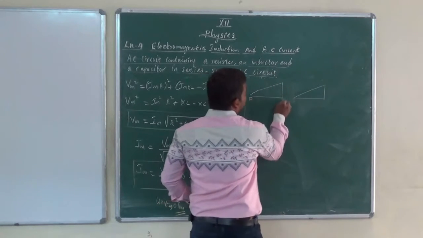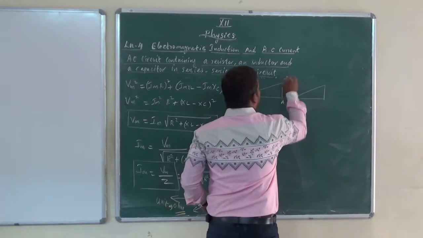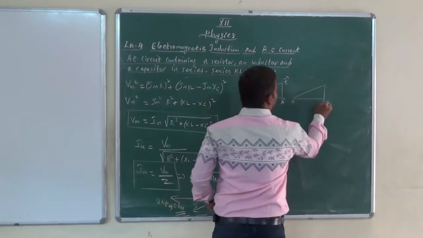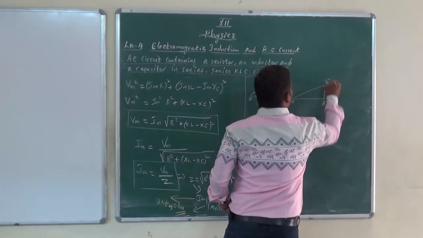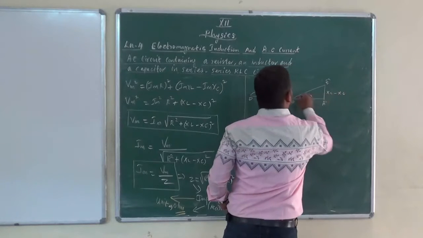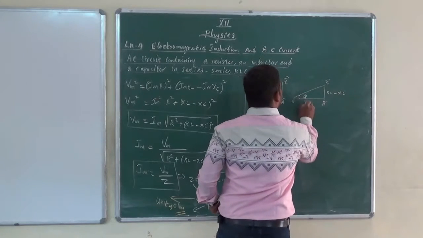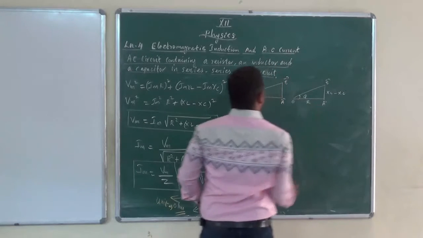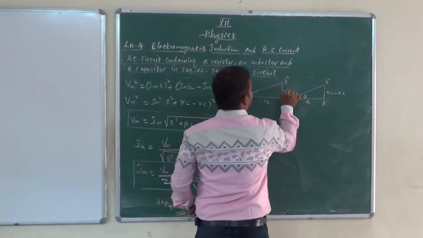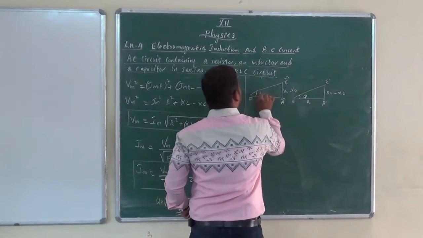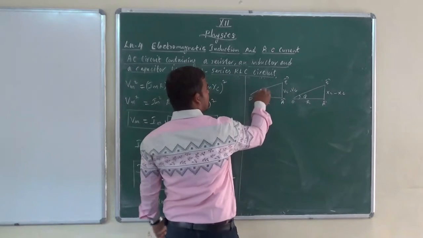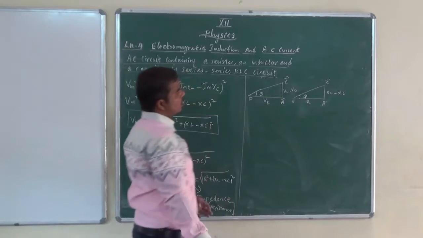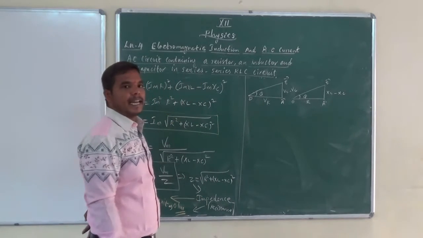So O, A, E, all vectors. Vector XL minus XC. This is phi. This is R. Here VR, VL minus VC. This is phi. Okay, use these two triangle diagrams.